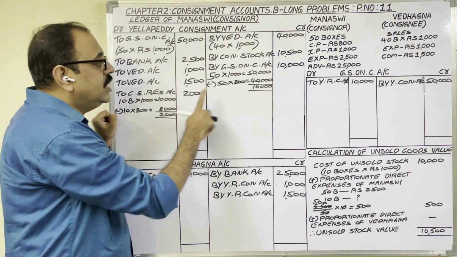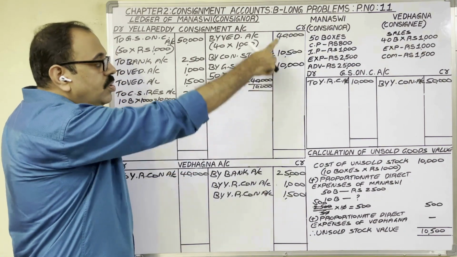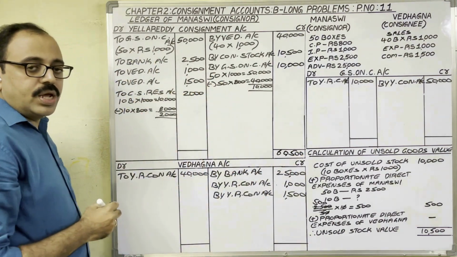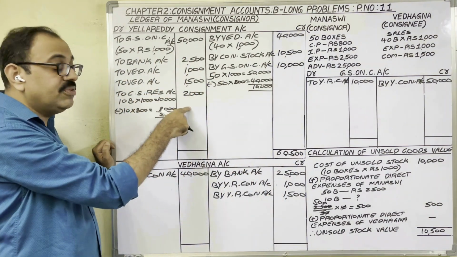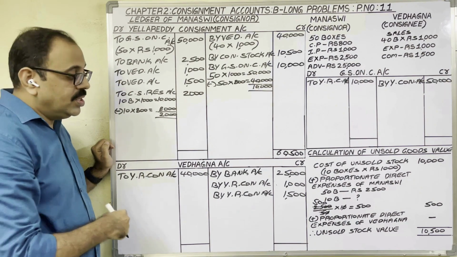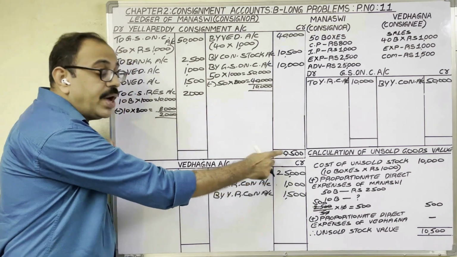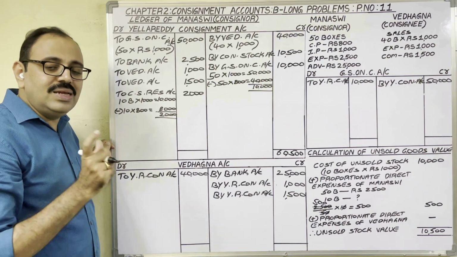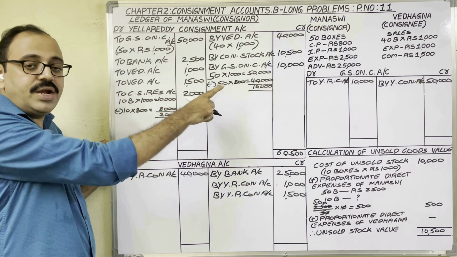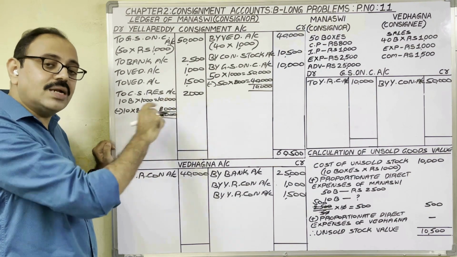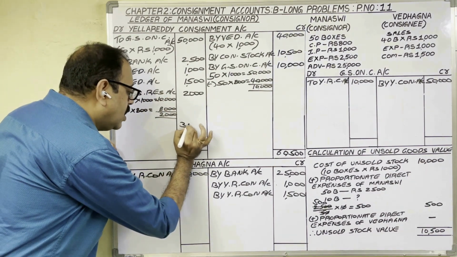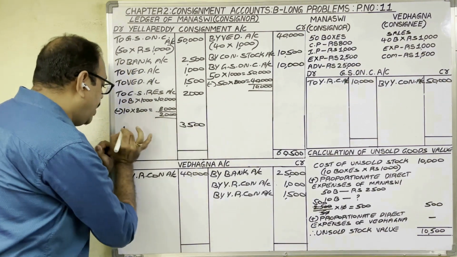Consignment account, credit side total is more, so calculate the credit total minus debit total. Debit side total is 57,000 rupees. So 60,500 minus 57,000, 3,500. This 3,500, which side we should write? Where the total is less, that side. Debit side total is less. So debit side, write down this answer, 3,500.